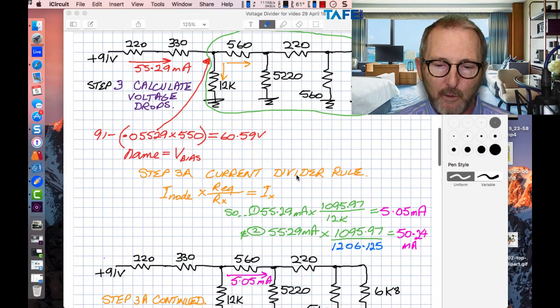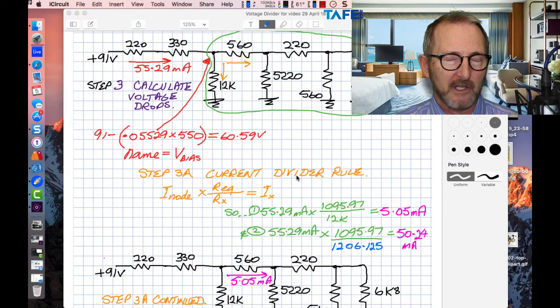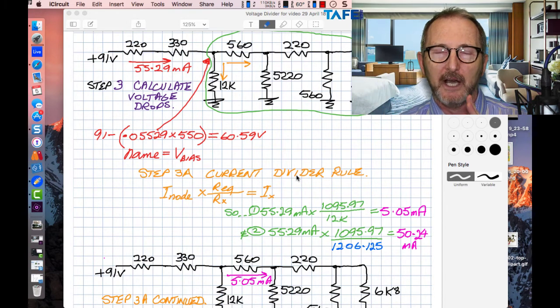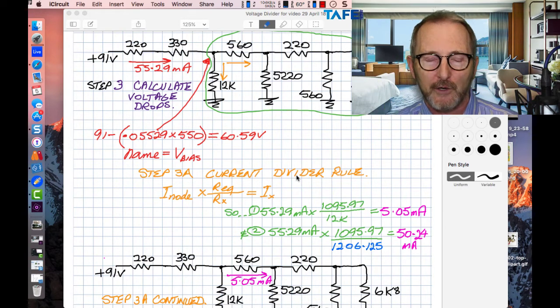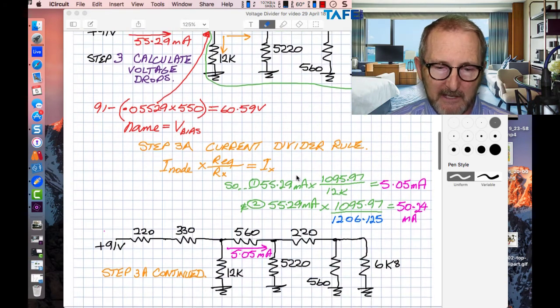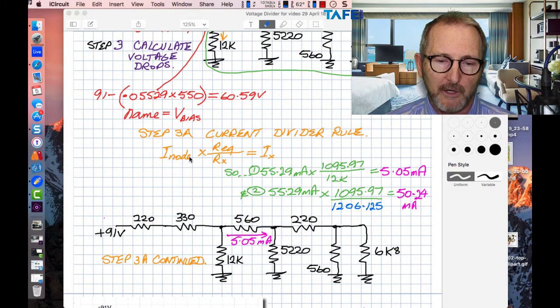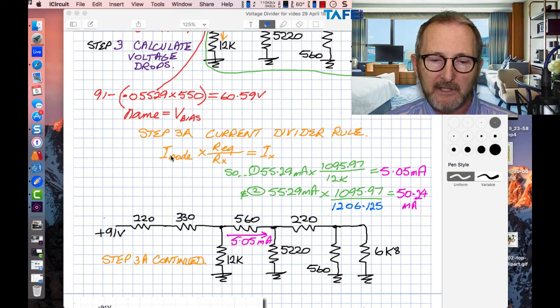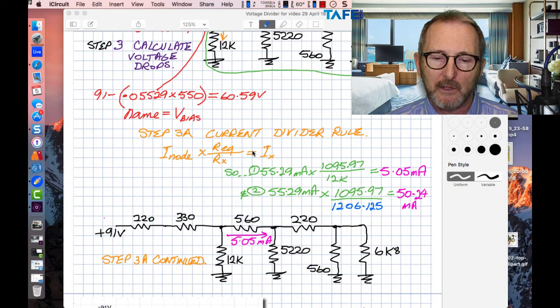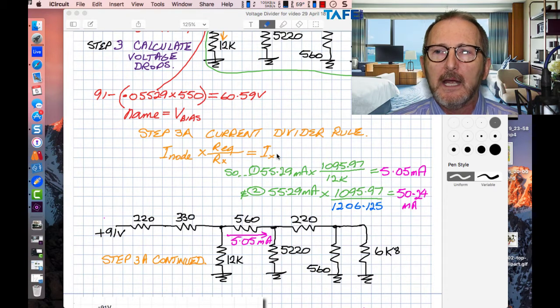Step 3A, we need to use the current divider rule. The current divider rule is based on Kirchhoff's current law, which says the sum of the branch currents leaving a node is equal to the current entering the node. And if it doesn't, well, you've got some leakage current there somewhere. So if everything goes well, we can use this current divider rule. The current into the node times the equivalent resistance divided by the resistor we want to find is going to be equal to the current going through that resistor.